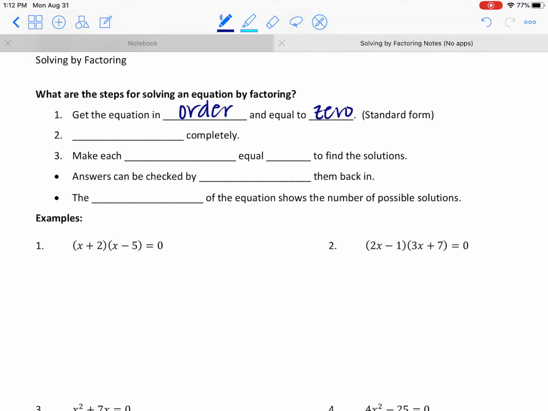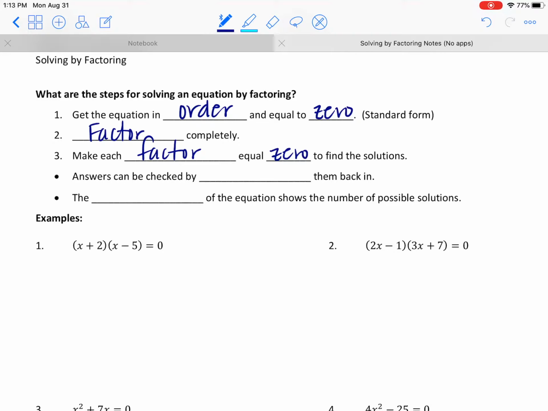That's technically what we call standard form, right? Descending order equal to 0. And then we're going to factor completely, which sounds so simple, but that could incorporate lots of things. It could be factor by grouping, could be GCF, could be bottoms up, could be difference of squares, whatever it is. We want to factor. And then we want to figure out what makes each factor equal 0, because those are going to be our solutions.